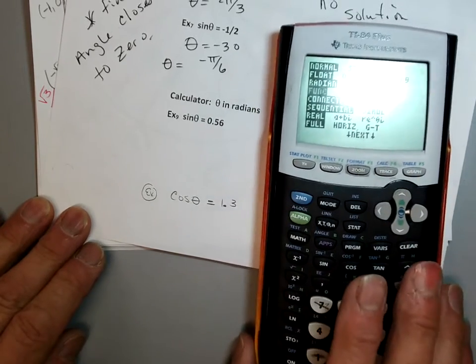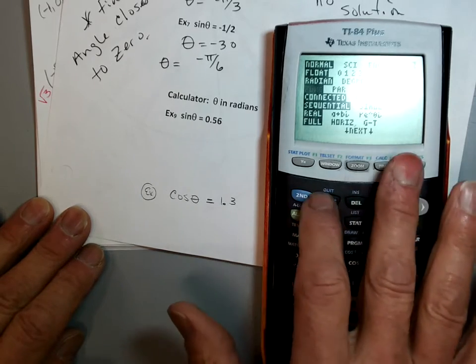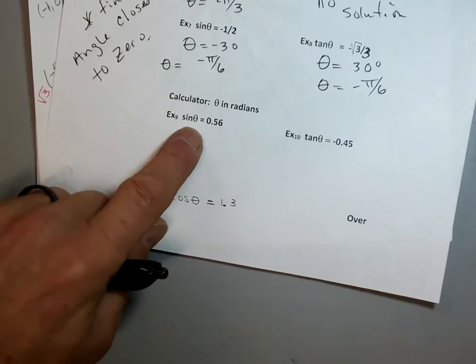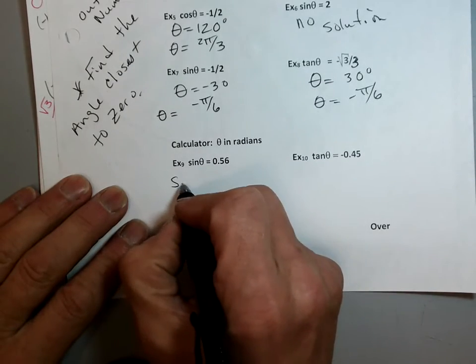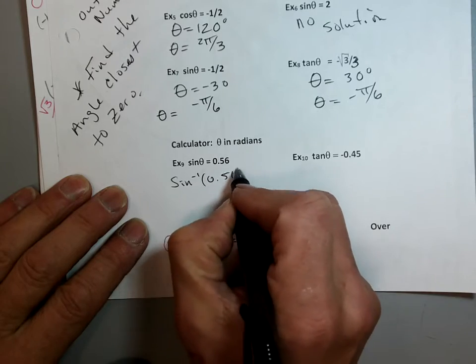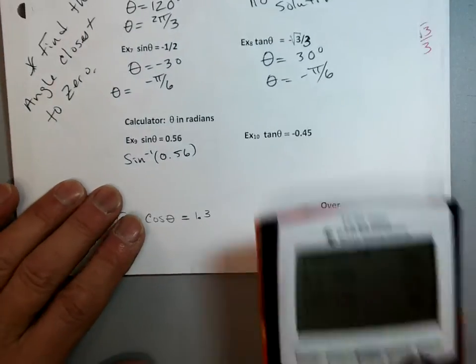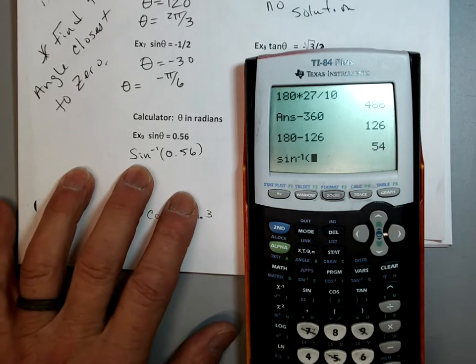Okay, go ahead and put your calculator like this. Now, if I want the angle, what button do I push? Yeah, so I'm going to go sine inverse of 0.56. Now the answer is going to seem weird because it's not going to seem like an angle at all, but it is. Sine inverse of 0.56.